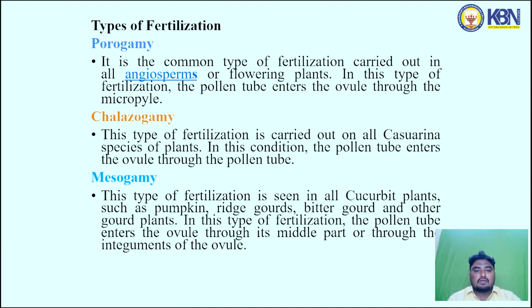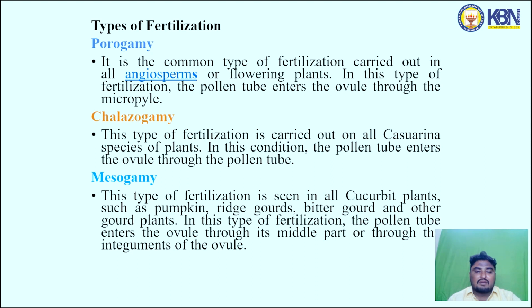Porogamy is the common type of fertilization carried out in all angiosperms or flowering plants. In this type of fertilization, the pollen tube enters the ovule through the micropyle. Chalazogamy. This type of fertilization is carried out in all Casuarina species of plants. In this condition, the pollen tube enters the ovule through the chalaza.